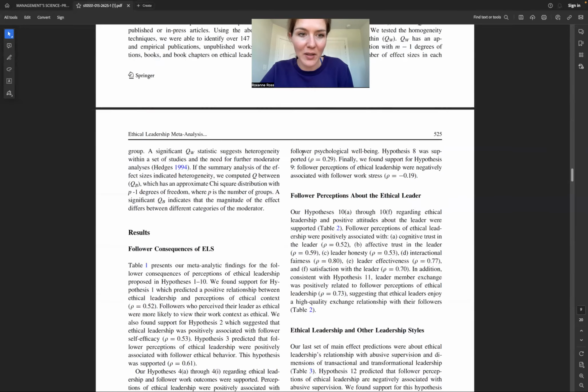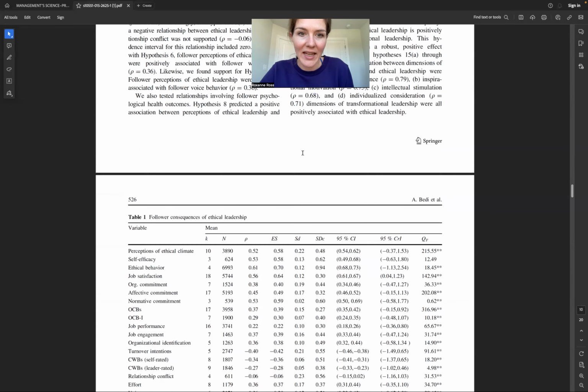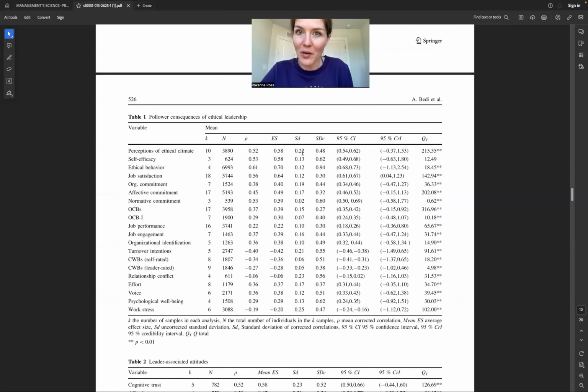The next thing we want to look for is a big table that will probably look a little bit like this. Often it's table 1, but it might be table 2, table 3, depending on the nature of the meta-analysis that you use. It will most likely be one of the first tables that you find. This table indicates the aggregated relationships between ethical leadership and, in this case, a bunch of follower consequences. The table should tell you what relationships they're depicting and summarizing.